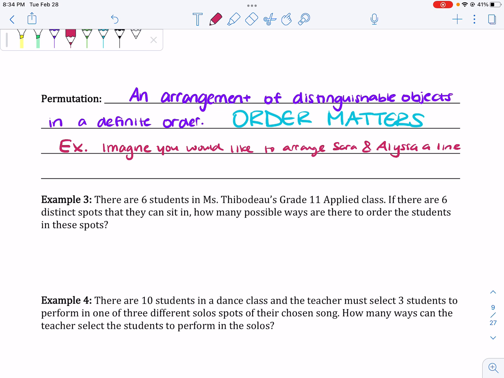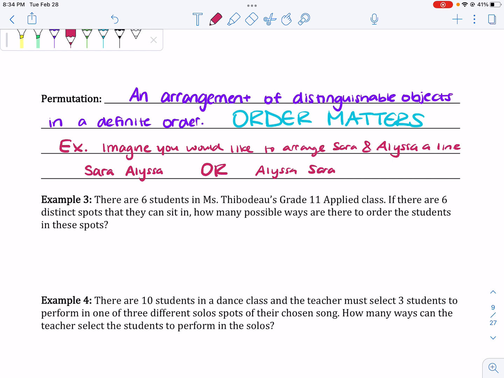And in this arrangement, order matters. Maybe the first person gets a cake and the second person gets a high five. Equally desirable rewards, but the order matters. Okay? Well, the possible permutations would be that Sarah is first and Alyssa is second, or Alyssa is first and Sarah is second. Those are 2 separate permutations because there are 2 separate orderings of these individuals.